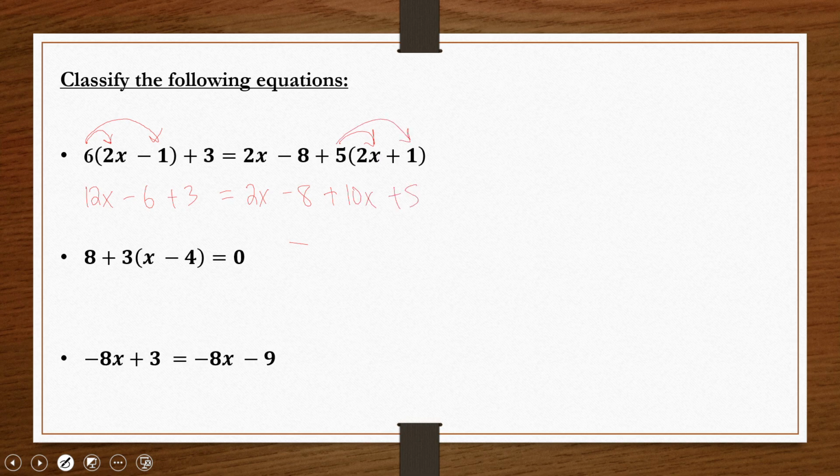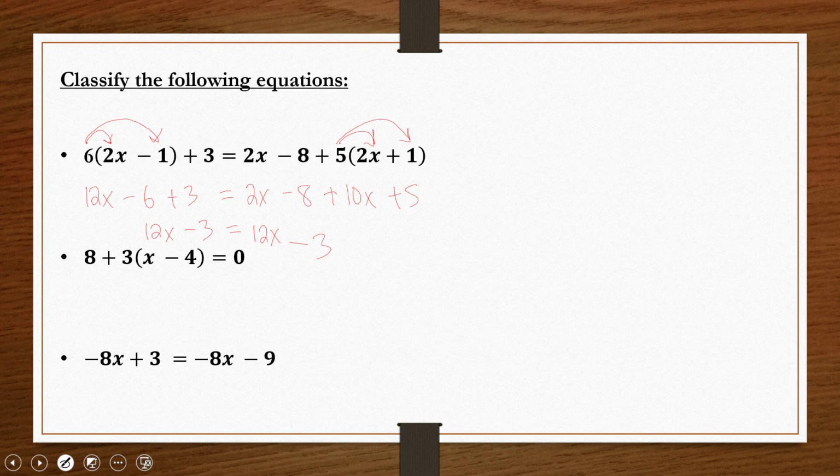So now let's reduce this a little bit further. On the left-hand side, my two constant terms add together. I end up with the statement 12x minus 3. On the right-hand side, I have some like terms. I have 2x and 10x that combine also to give me 12x. And then negative 8 plus 5. I actually get minus 3 in this case.